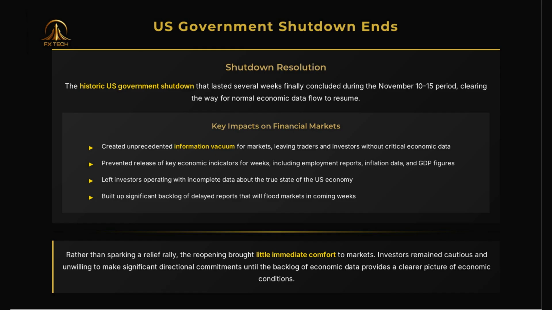Rather than sparking a relief rally, the reopening brought little immediate comfort to markets. Investors remained cautious and unwilling to make significant directional commitments until the backlog of economic data provides a clearer picture. This hesitation reflected concerns about what the delayed data might reveal about economic conditions during the shutdown period.